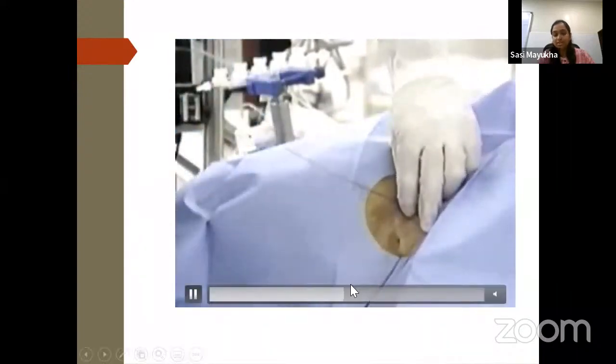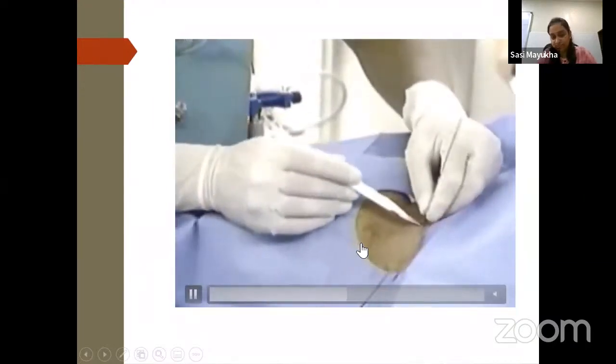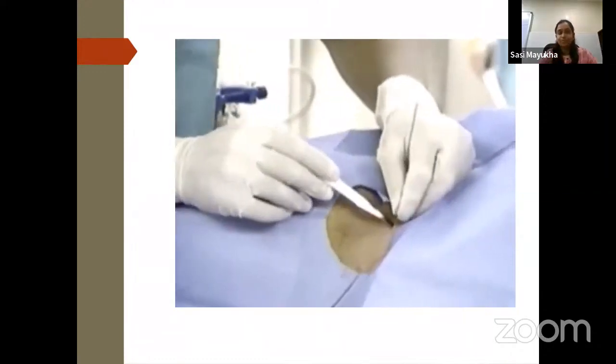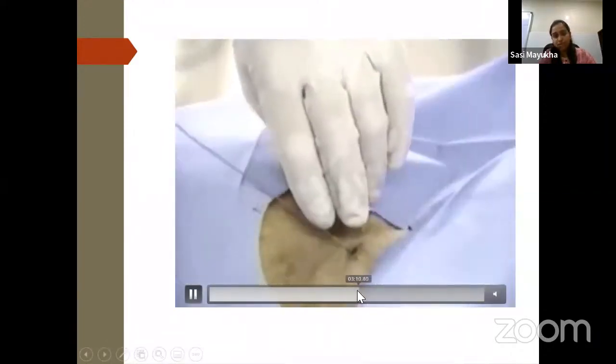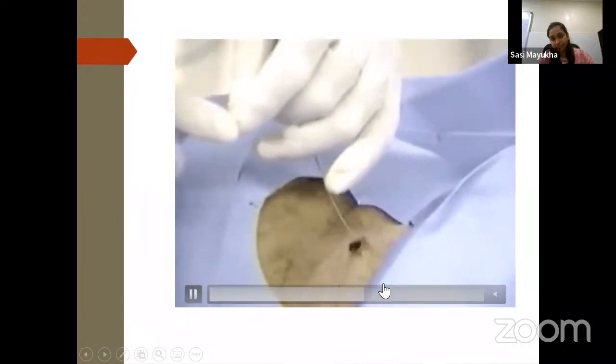So once the needle is removed, they're placing an incision at the place. Once the incision has been placed, then you dilate through the guide wire. So he is inserting the dilator.